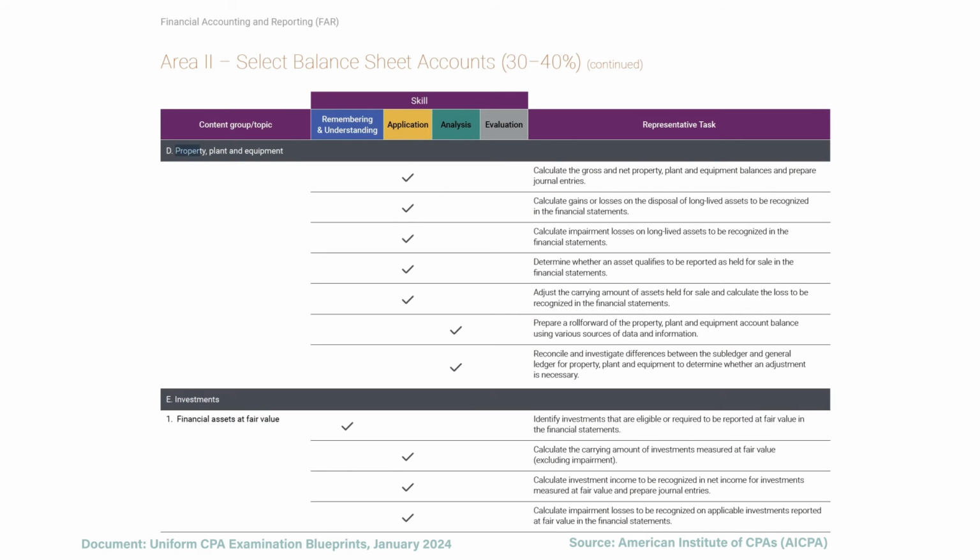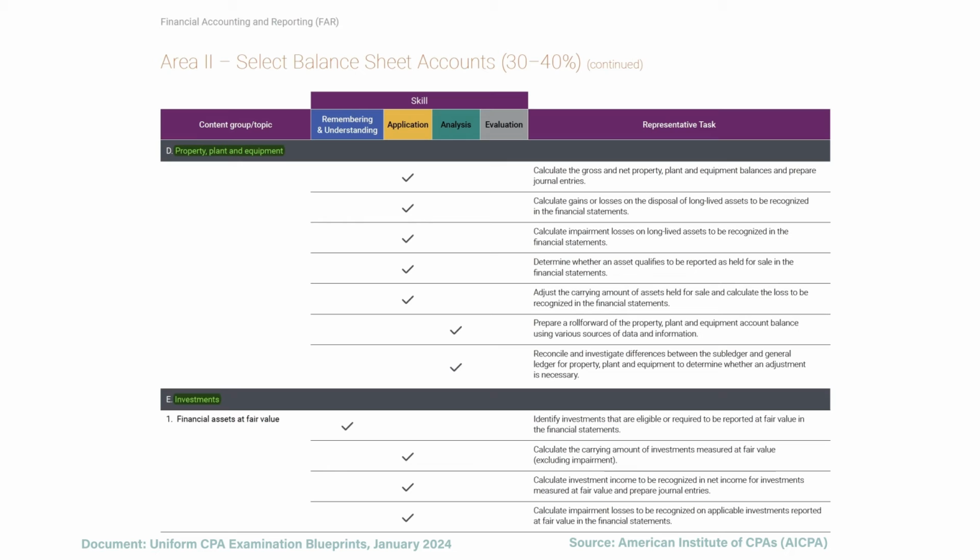From there, we have property, plant, and equipment. So we need to calculate the amount of our fixed assets that we have and make the journal entries for them. This includes the journal entries for purchasing the fixed assets, depreciating the fixed assets, impairing the fixed assets, and selling the fixed assets.